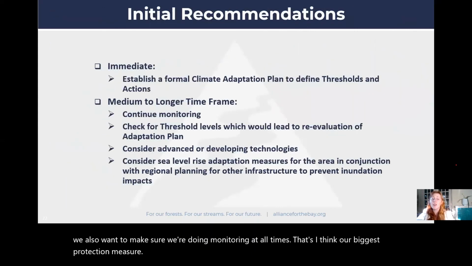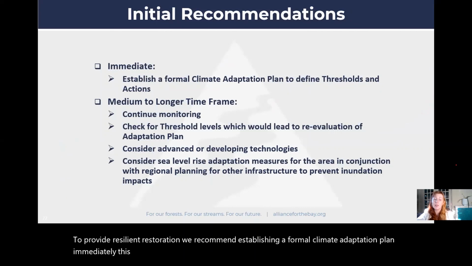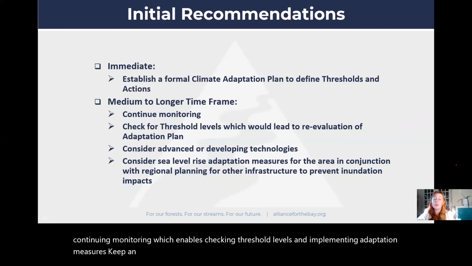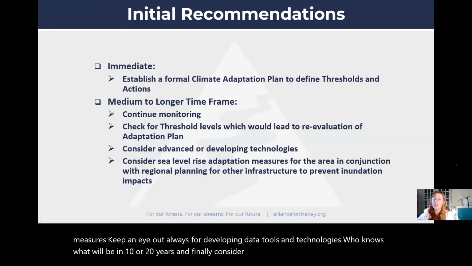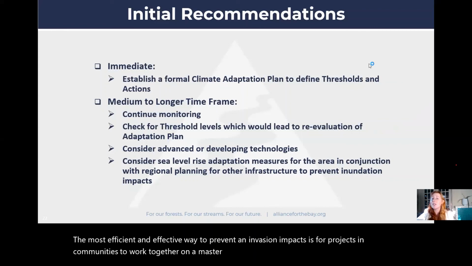To provide resilient restoration, we recommend establishing a formal climate adaptation plan immediately. This provides thresholds and actions for the project. Longer term, we recommend continuing monitoring, which enables checking threshold levels and implementing adaptation measures. Keep an eye out always for developing data, tools, and technologies. Who knows what will be in 10 or 20 years? And finally, consider adaptation measures in conjunction with regional planning. The most efficient and effective way to prevent inundation impacts is for projects and communities to work together on a master plan.